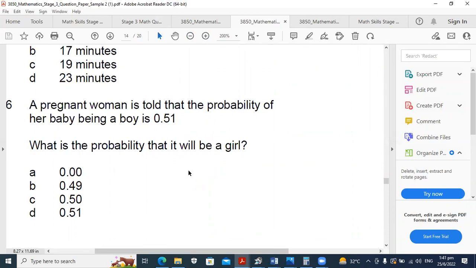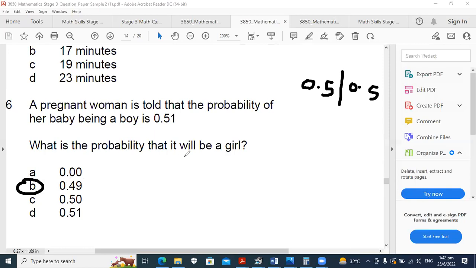Well, all probabilities must add up to 1, not true? So if I say the probability of me going to town today is 0.5, what's the probability of me not going to town today? 0.5. Because when you add both of them, you should get 1. So therefore, the answer for this would be what? D.